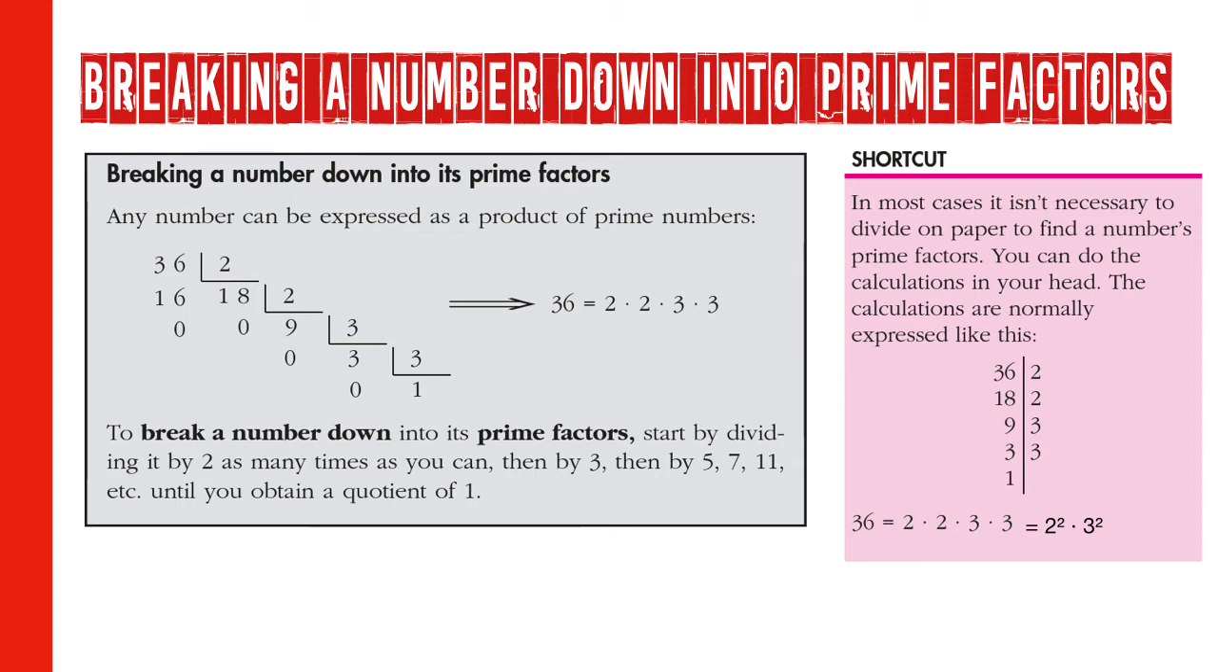36 divided by 2, 18. 18 divided by 2, 9. 9 divided by 3, 3. 3 divided by 3, 1. So 36 equals 2 times 2 times 3 times 3, which equals 2 squared times 3 squared.